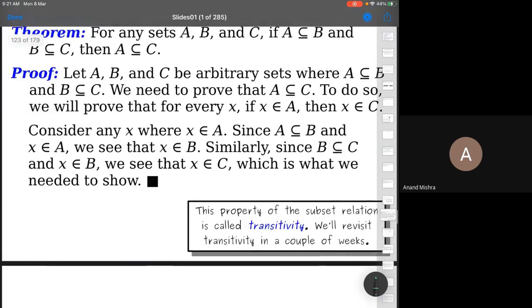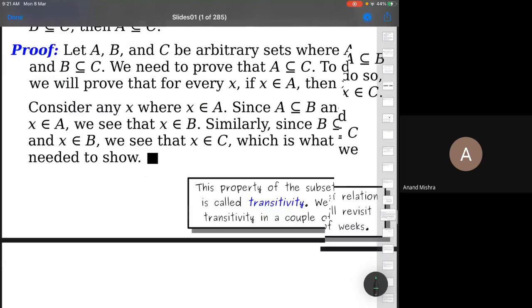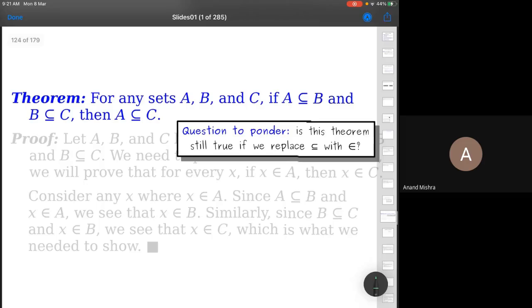And this property is also called transitivity, right? So transitivity is: A is a subset of B, B is a subset of C, then A is a subset of C. This is transitivity. We'll see more about relationships.